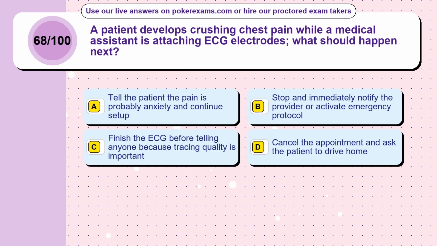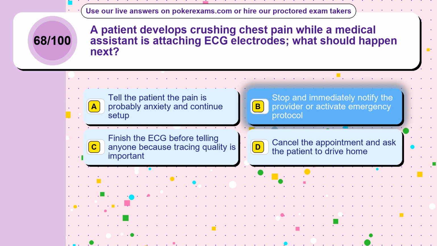Question 68. A patient develops crushing chest pain while a medical assistant is attaching ECG electrodes. What should happen next? Option A, tell the patient the pain is probably anxiety and continue setup. Option B, stop and immediately notify the provider or activate emergency protocol. Option C, finish the ECG before telling anyone because tracing quality is important. Option D, cancel the appointment and ask the patient to drive home.